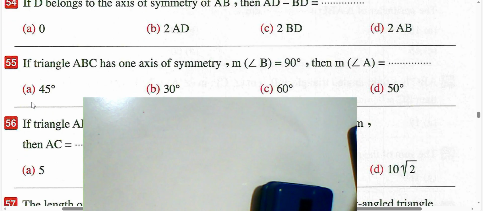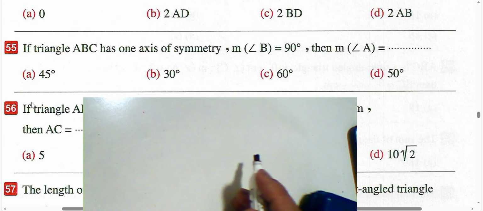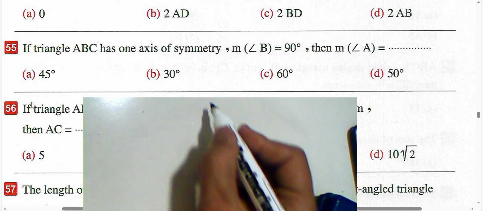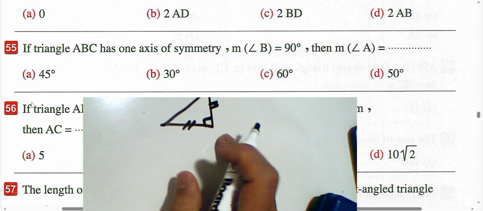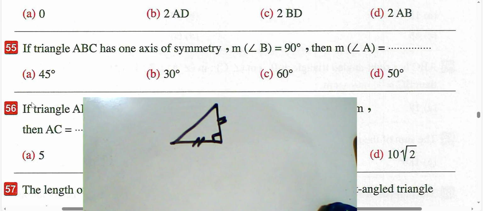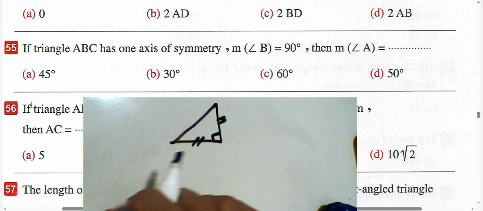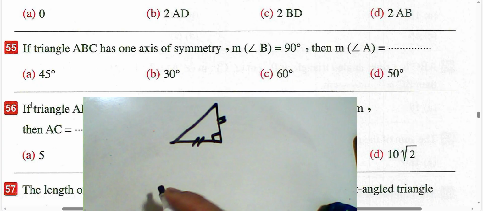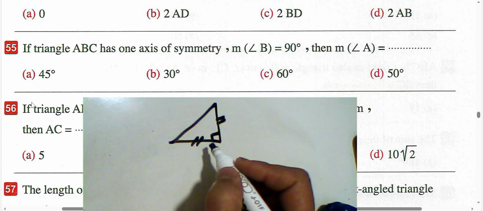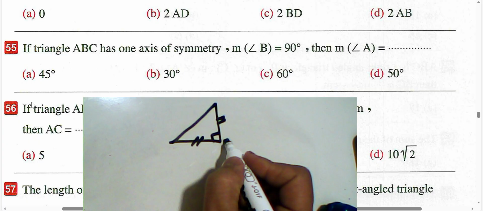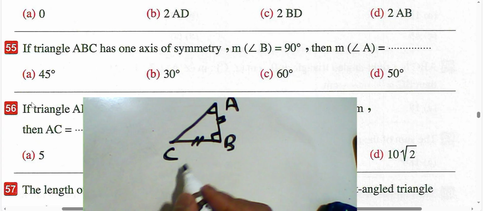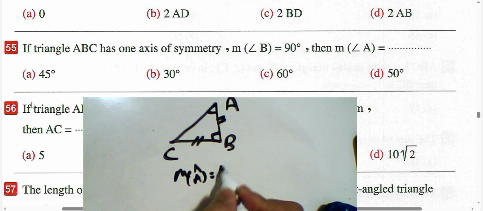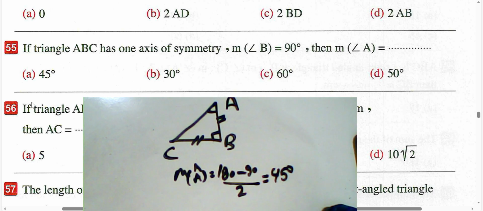Next question. If triangle ABC has one axis of symmetry, it means what? It means it will be an isosceles triangle. Why? Because it tells us in the example that this triangle has one axis of symmetry, so it will be isosceles. And the measure of angle B is 90, and we have here AC, then we can find the measure of the angle here equal to 180 subtract 90, divided by 2, it will be 45 degrees.